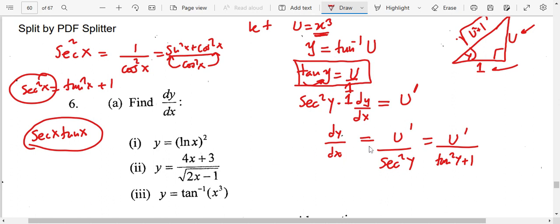If you differentiate sec, okay, and then you are going to get now u. Remember we said u was x cubed, right? So differentiate it, because we are saying u prime. So differentiate u. That is going to give you what? That is going to give you 3x squared. Then over tan squared y.